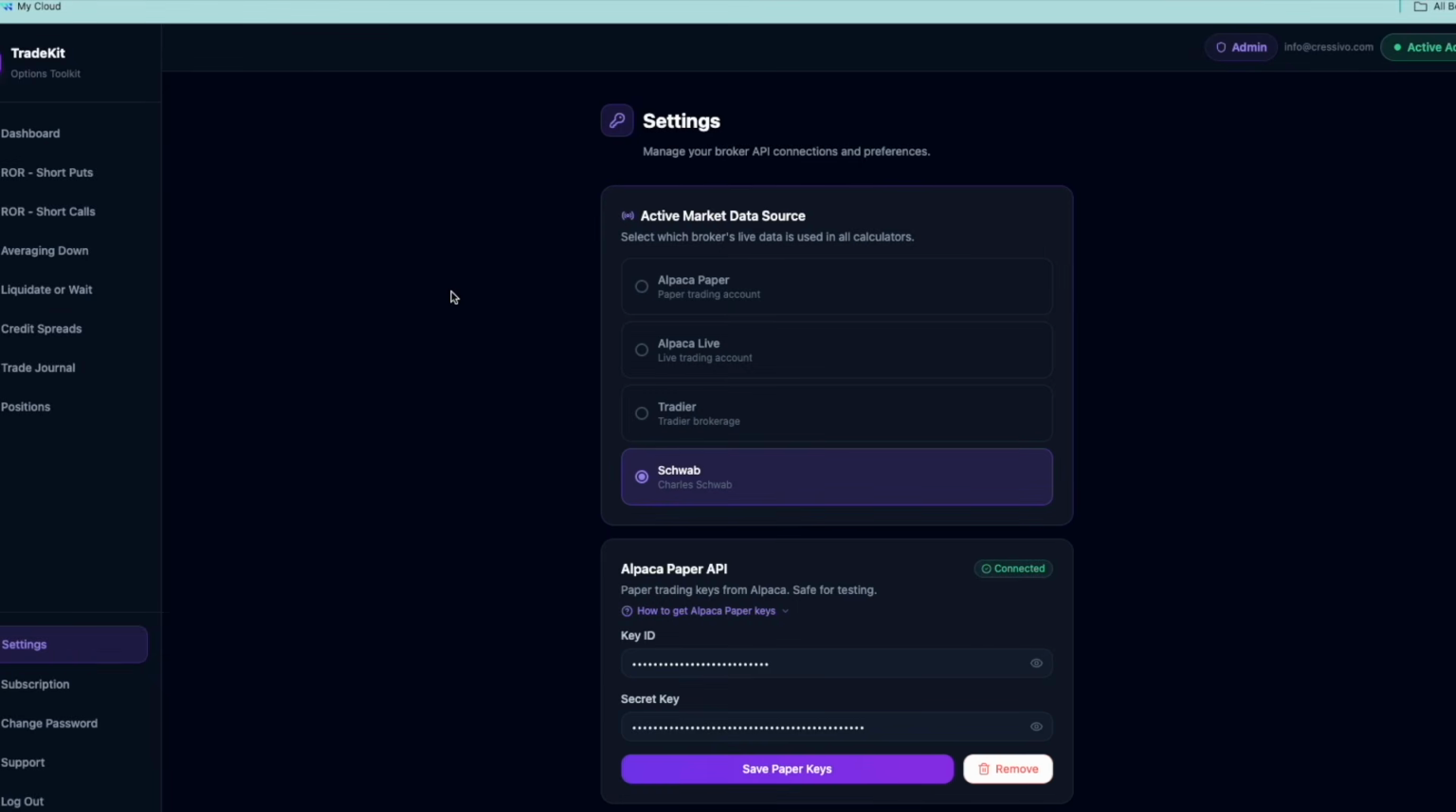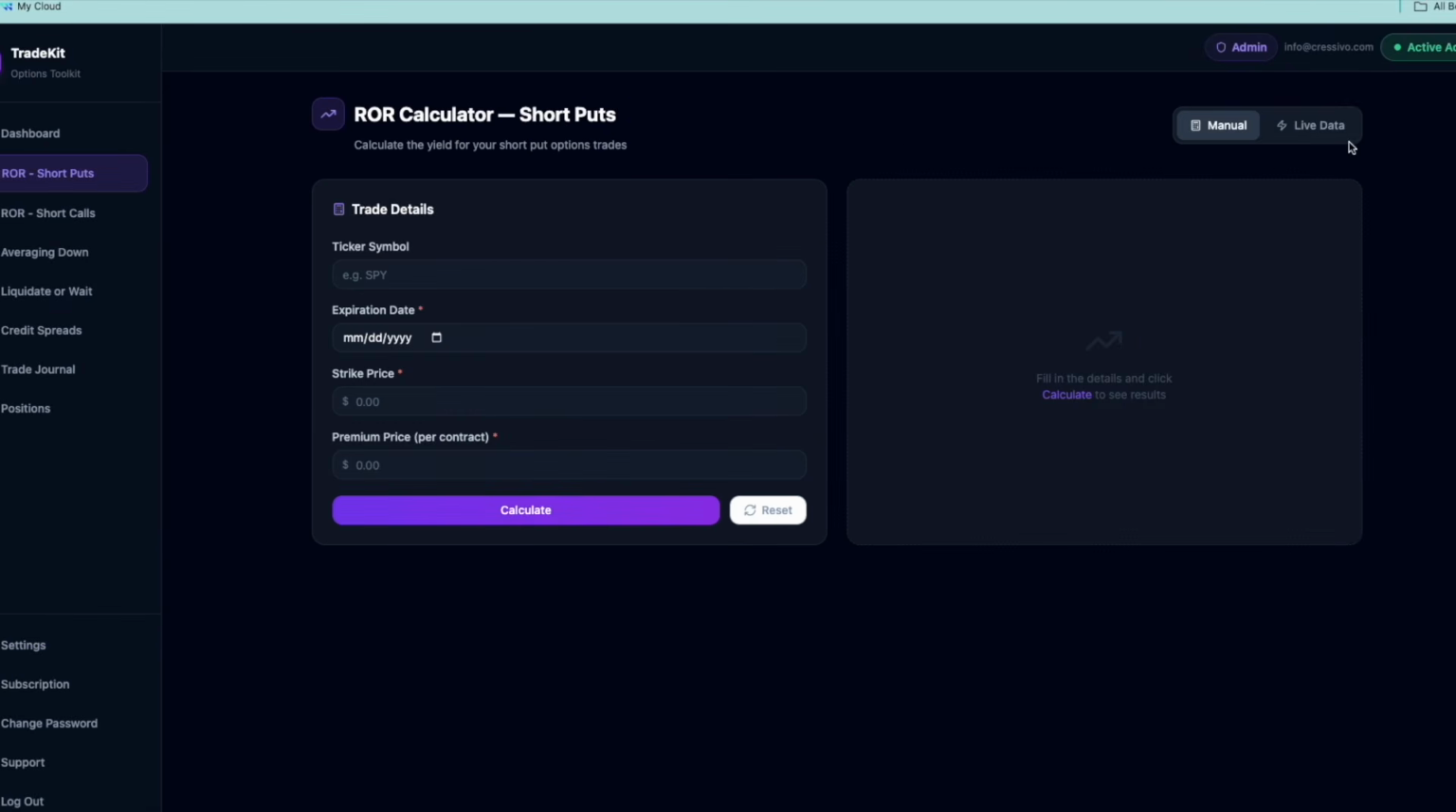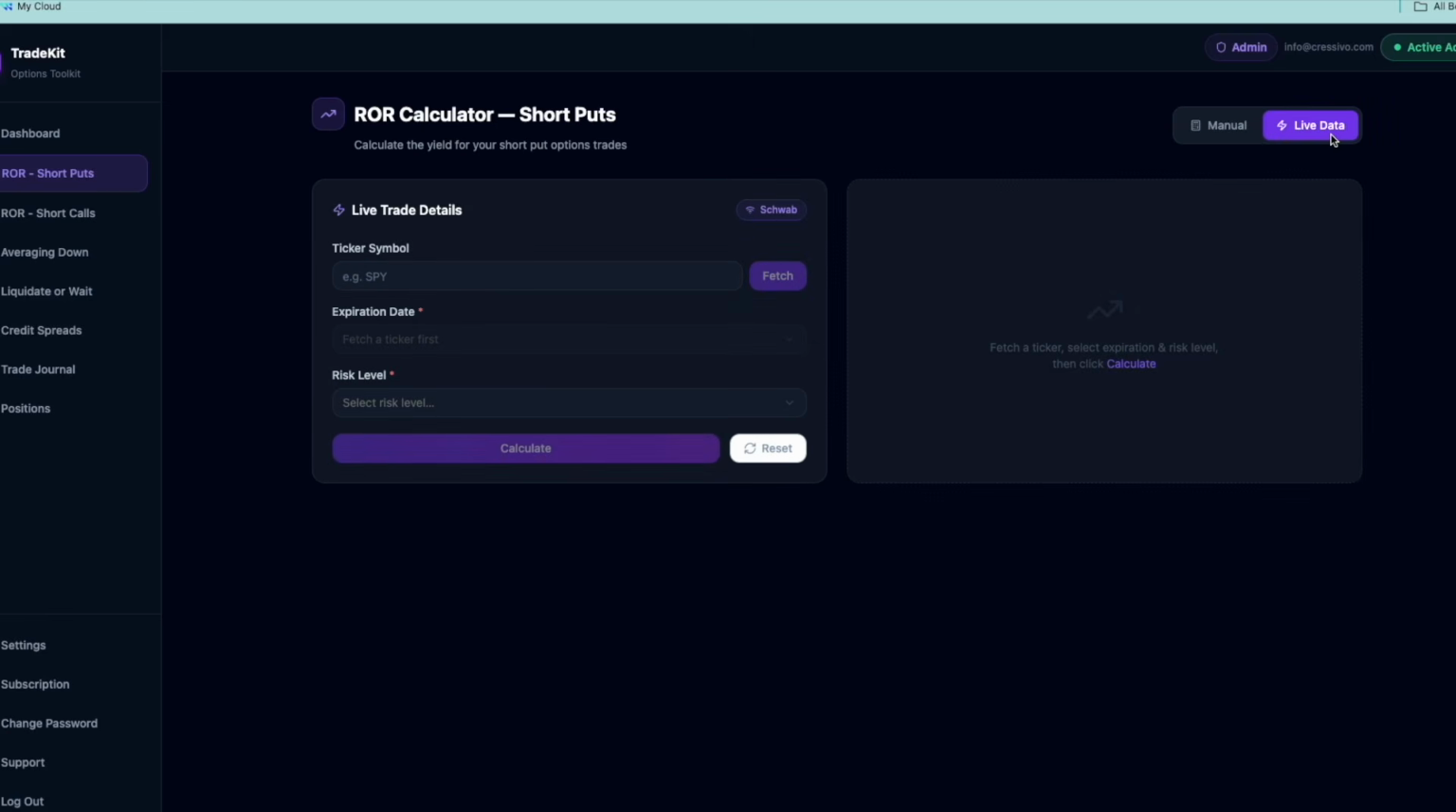Now, the cool part about connecting your data is because it makes the app so much easier. Let me show you what I mean. So for example, let's say I want to look at trading NVIDIA because I like NVIDIA. I like AI and I like the company. I'm just going to type the ticker symbol in here, and then I'm going to fetch the data.